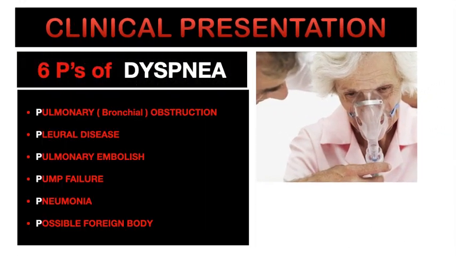For dyspnea, go back to basics. Rule in the common causes of dyspnea. Use the 6 P's of dyspnea. Is it due to pulmonary or bronchial obstruction? Is it due to pleural disease? What about pulmonary embolism? Heart failure? Is it pneumonia or foreign body? Take note that not all causes are surgical. To ascertain the cause, still the best initial diagnostic modality of choice is chest X-ray.